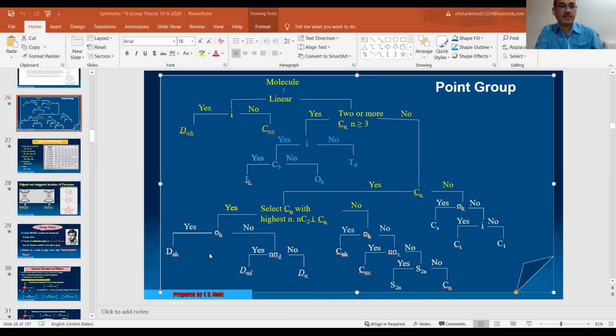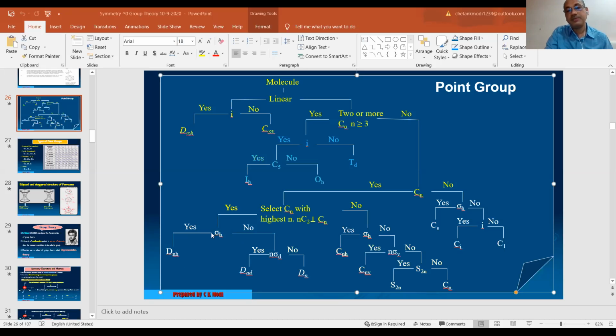So how to get the point group? E plus C3. The point group is C3. Now C3 plus 3C2, then the point group is D3. Now D3 plus 3 sigma v plus sigma h is also present. Therefore, finally we can say that this is D3h.